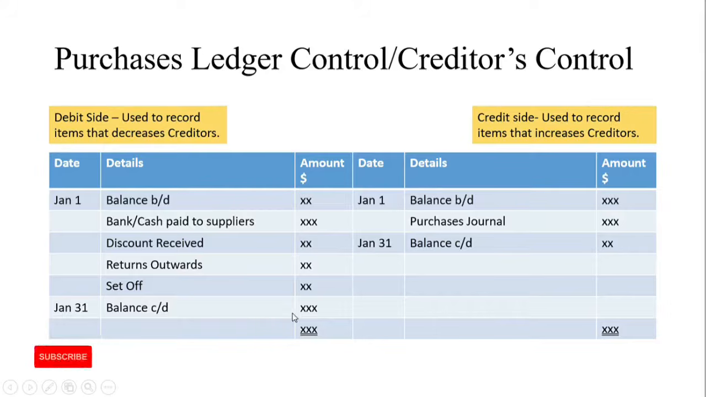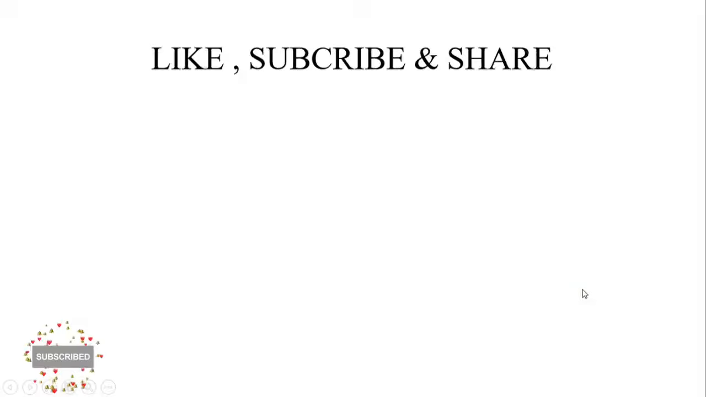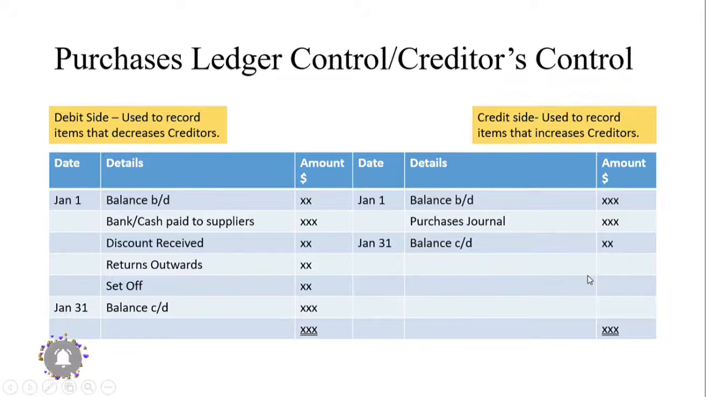And the norm is for the balance carried down to be on the debit side. That is the norm. But in events where you see they have balance brought down on the debit side and the balance carried down on the credit side, it means that your creditors owe you money. So you owe your creditors money, but your creditors also owe you money. And that is what it means. That is why we have two opening balances and two closing balances.